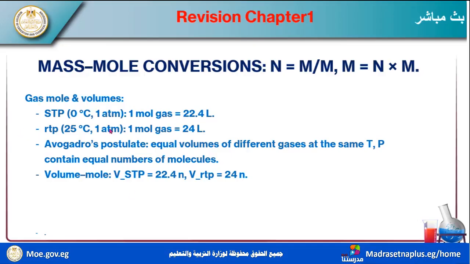Avogadro's law postulates that equal volumes of different gases at the same temperature and pressure contain an equal number of molecules. Why? Because if different gases have the same volume, they have the same number of moles. If the number of moles are equal, the number of molecules are the same. Can I ask you, is the number of atoms the same? No. Why? Because I have oxygen O2, maybe ozone O3.